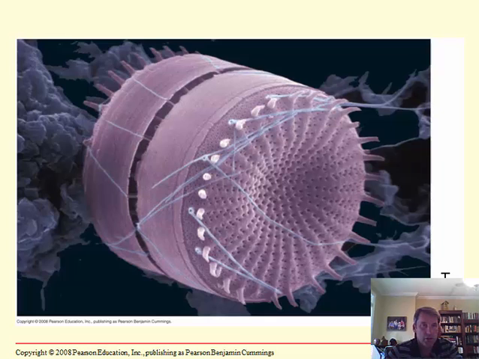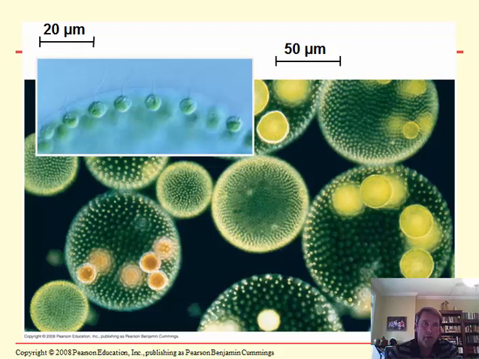And the last group we mentioned are the green algae. Green algae are those that have a green pigment in them, and there's a number of different types of this. They include single cell, multicellular, and a unique group that are colonial. Colonial means there's a bunch of individual cells that live together in a colony. And one of those is Volvox.